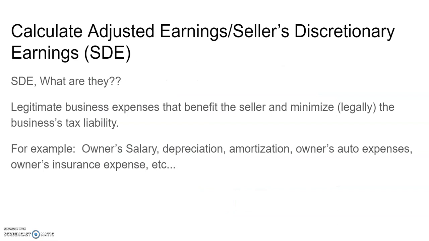So like I mentioned before, your discretionary expenditures are legitimate expenditures that actually benefit the seller or the owner of the business, and they're used to minimize your tax liability. These are all legitimate and it's legal. And these are items like the owner's salary, depreciation, amortization, auto expenses, travel expenditures, and items like that that are discretionary, which are added back into your net income so you can get a true value of your business.